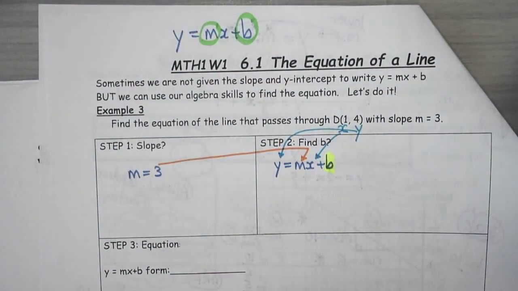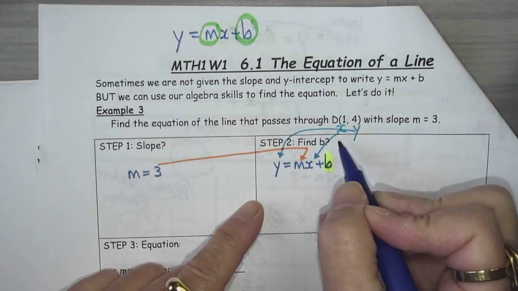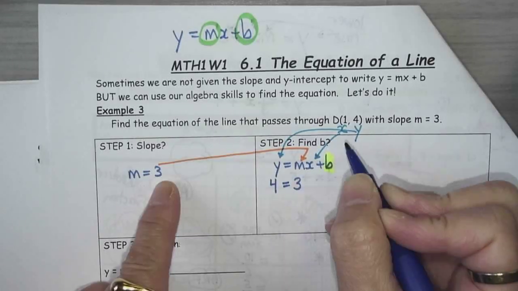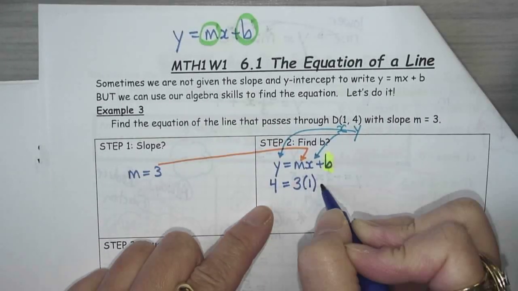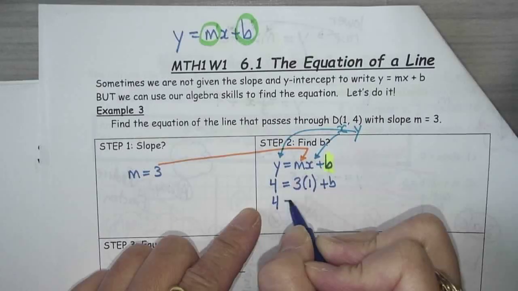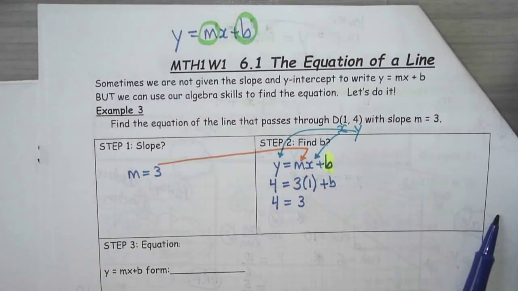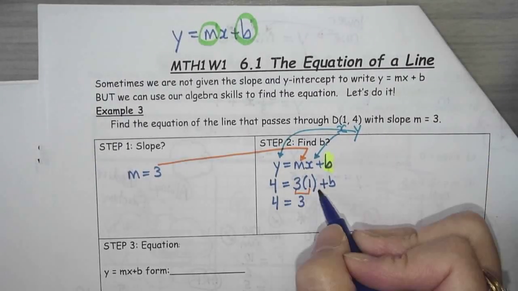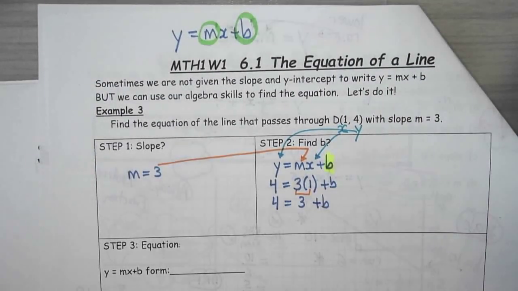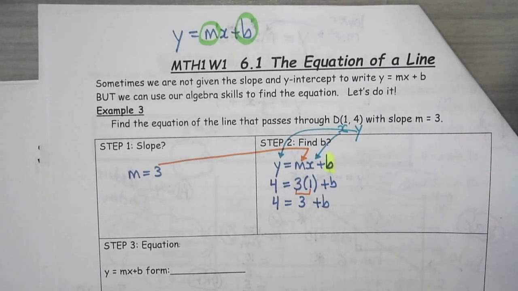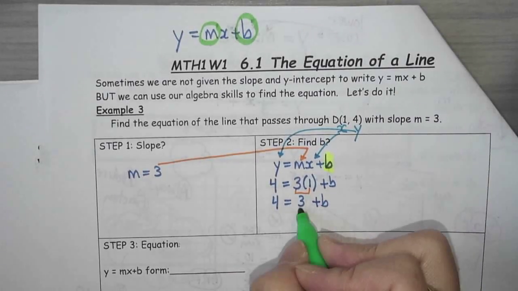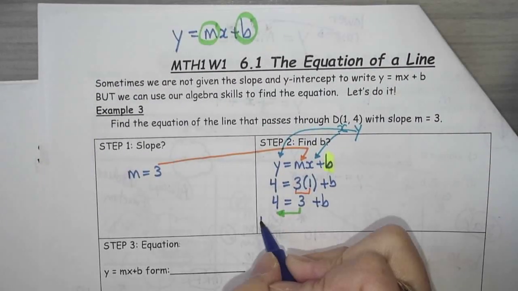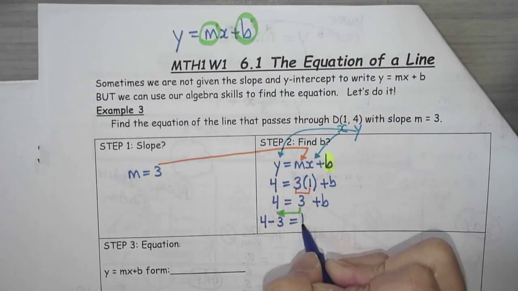Okay, and this will be my strategy. I'm going to fill in the y, which is 4. I'm going to fill in the m, which is 3. I'm going to fill in the x, which is 1, and b. So 4 equals 3, and then you always do this part first. Order of operations says the multiplication comes first, which is 3 times 1, so 3 plus b. And then we bring this over. My final step is to isolate b. When you bring it over the equal sign, it becomes the opposite. So it'll be 4 minus 3 equals b.